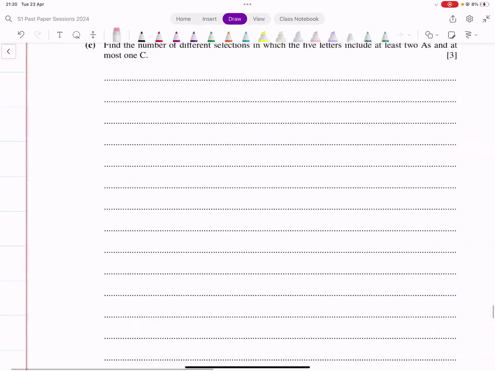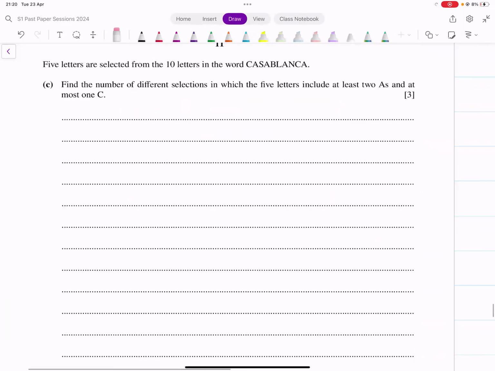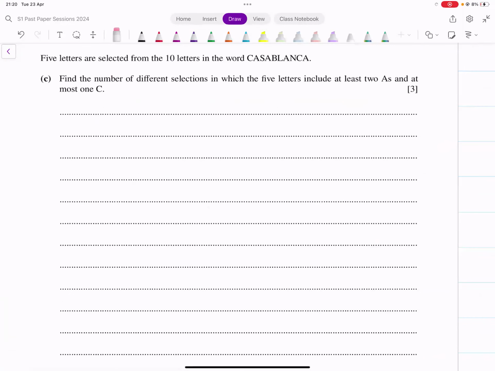All right, let's look at the last part now. It says 5 letters are selected from the letters in this word. Find the number of different selections in which the 5 letters include at least 2 A's and at most 1 C. Remember that condition that we talked about in one of our earlier classes as well. Whenever these 3 cases are combined.